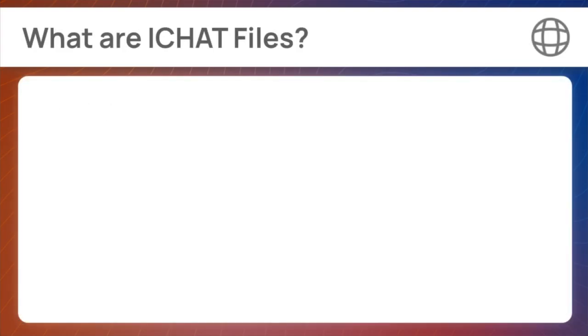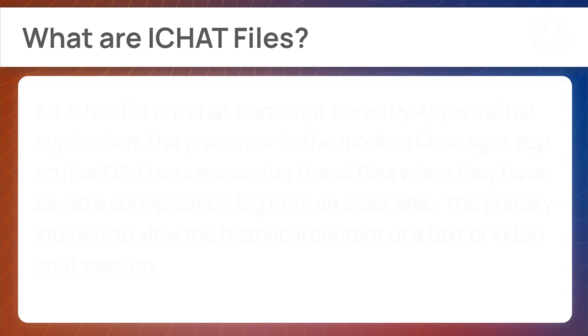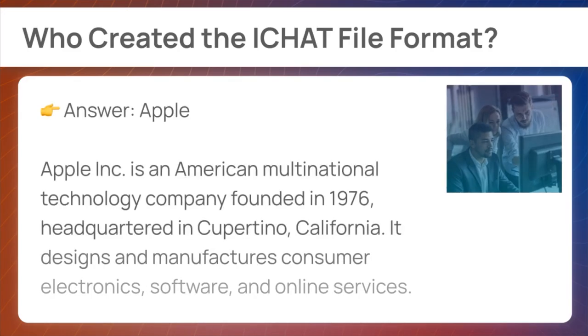An ICHAT file is a chat transcript saved by Apple's iChat application, the precursor to the modern Messages app on macOS. Users encounter these files when they have saved a conversation log from an older Mac. The primary intent is to view the historical content of a text or video chat session.